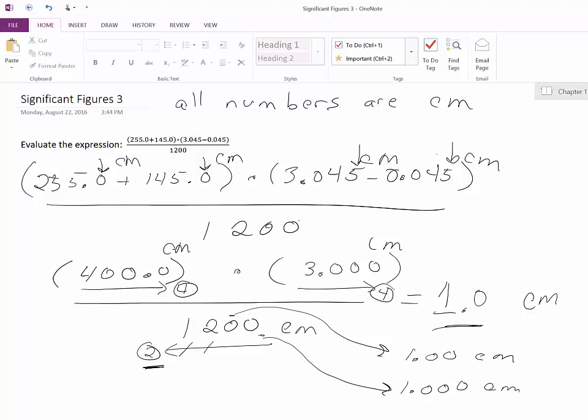Again, putting things in this way of the 1,200 is sometimes considered to be ambiguous. If I want to make it very clear that those zeros are significant, then I would express that value in scientific notation. This expression, of course, makes it very clear that those zeros are not significant, whereas 1.200 times 10 to the third means that both zeros are significant.